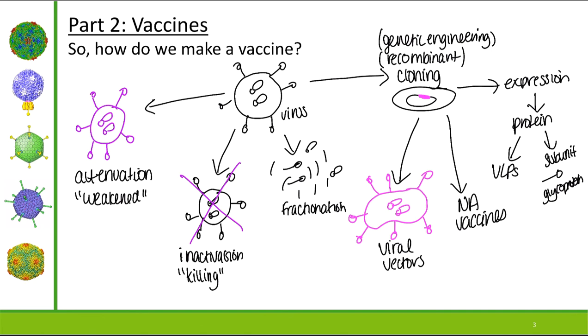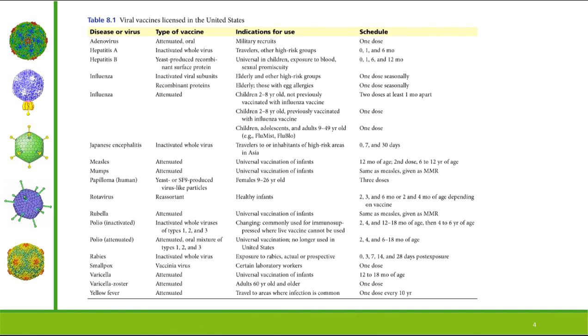And before we do that, I want to show you an overview of the vaccines that we have. This is a table of viral vaccines that are licensed in the US. I really like this table because it not only tells you the disease or the virus, but it also tells you the type of vaccine, the indications for use, and then the schedule as well.